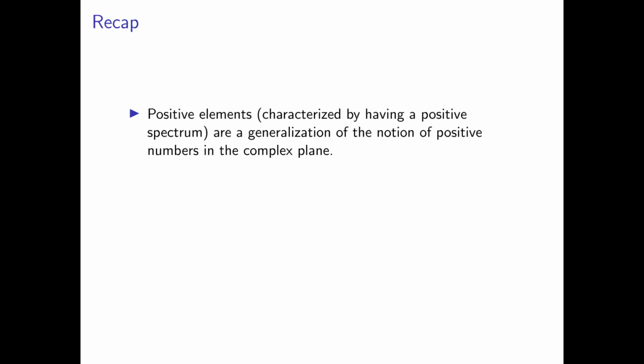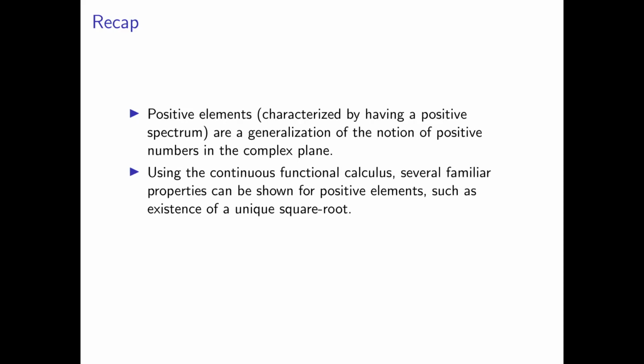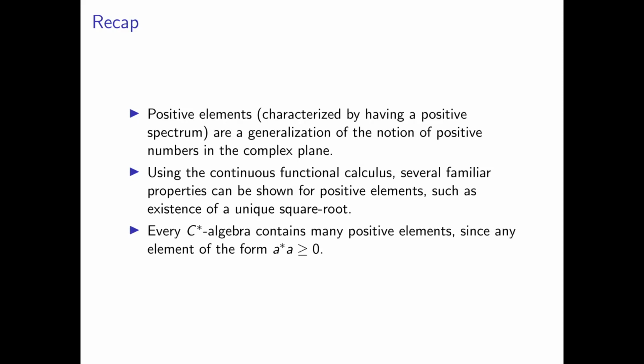So, to recap this lecture, which has mostly been about going over some of the key properties of positive elements, we began by basically noting that positive elements are a generalization of the notion of positive numbers in the complex plane. And they are characterized by having a positive spectrum. And using the continuous functional calculus, we could prove that several familiar properties are true for positive elements, such as the existence of a unique square root. And we used this to prove that every C-star algebra contains many positive elements, since any element of the form a star times a is positive itself.